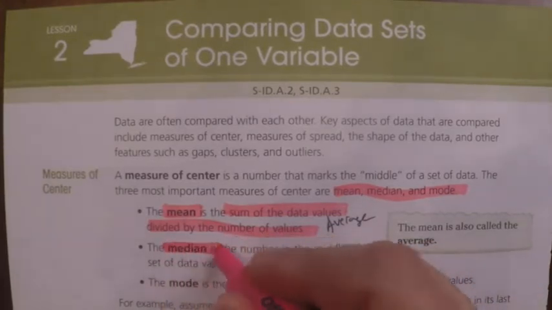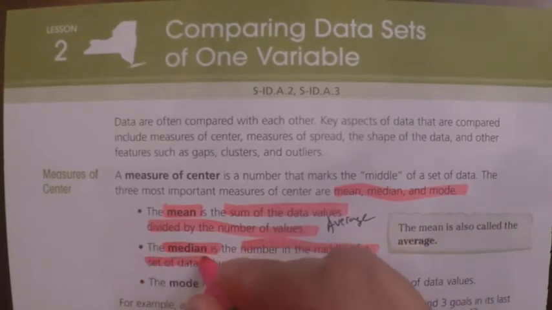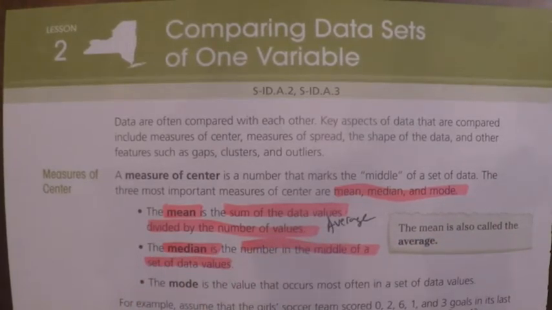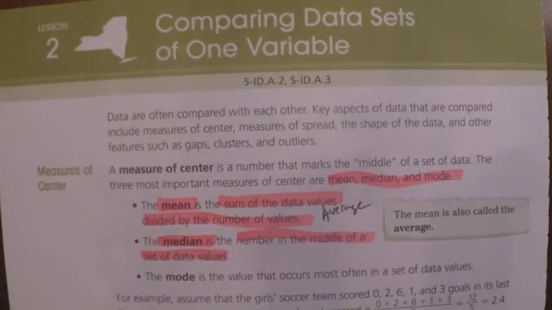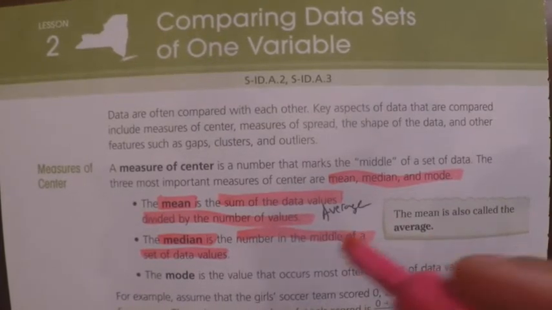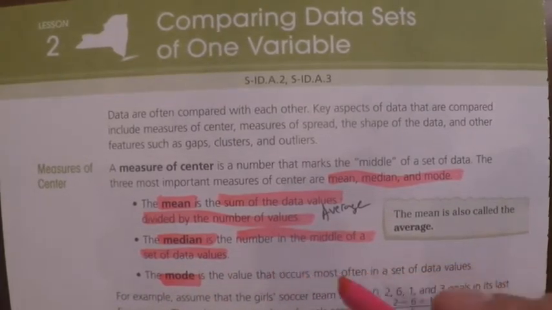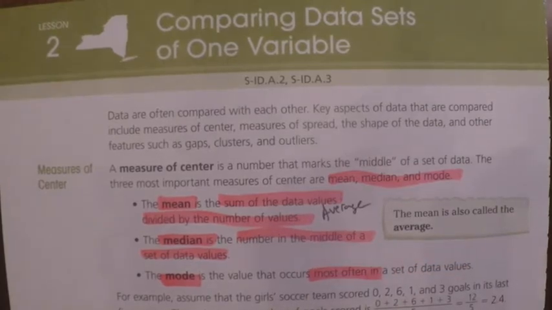The median is the number in the middle of a set of data values. So in lesson 1, we looked at the median, right, when we were trying to find the different quartiles of a set of data. So the median is the number in the middle when the data is arranged in order from smallest to largest or largest to smallest. And then finally, the mode. The mode is the value that occurs most often. So this doesn't always show us the middle or the center of a set of data, but it does show us the piece of data that is most frequently seen.